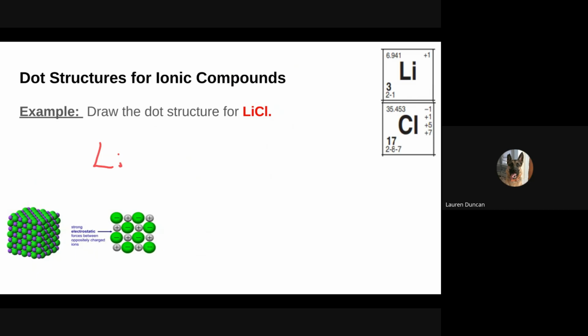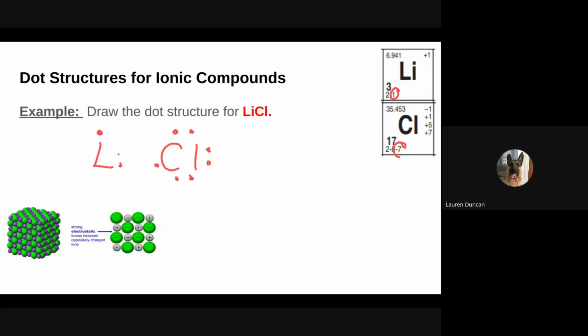These are the old reference table boxes, but I left them there just to show you lithium's electron configuration is 2-1, so it has one valence electron. Chlorine is a separate element, so I'm going to write it separately, and it has 7 valence electrons. So I'm going to go ahead and give it 7 dots.